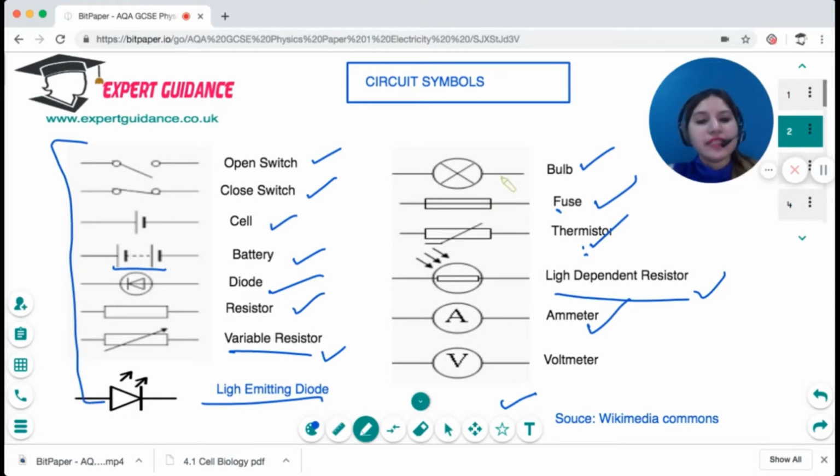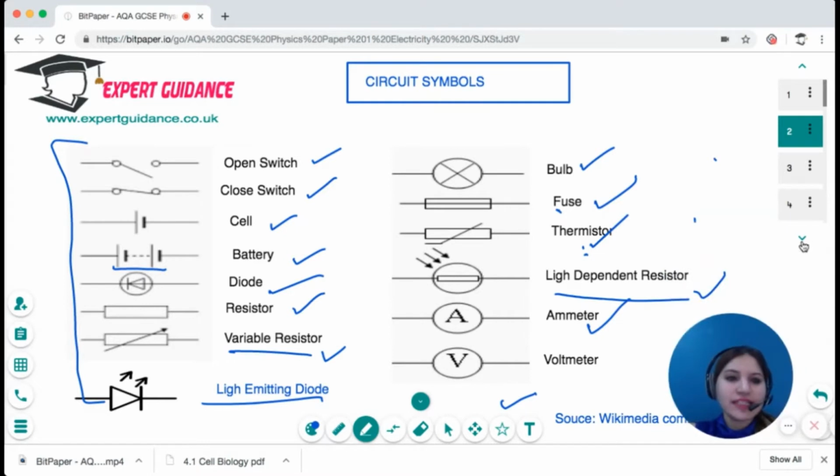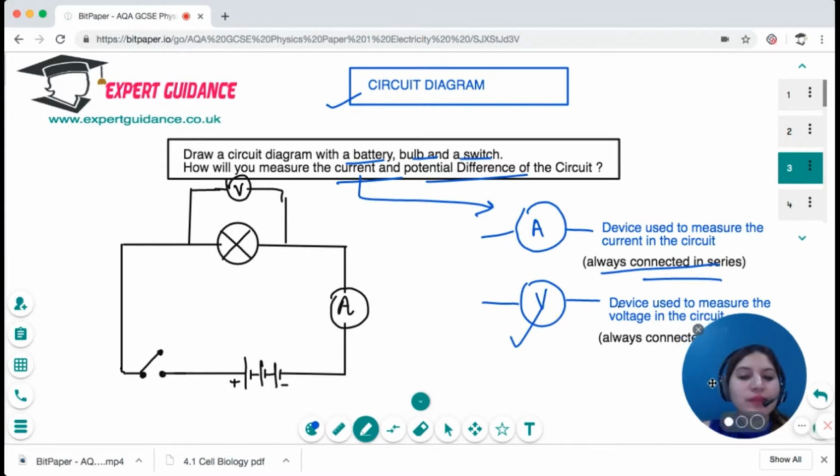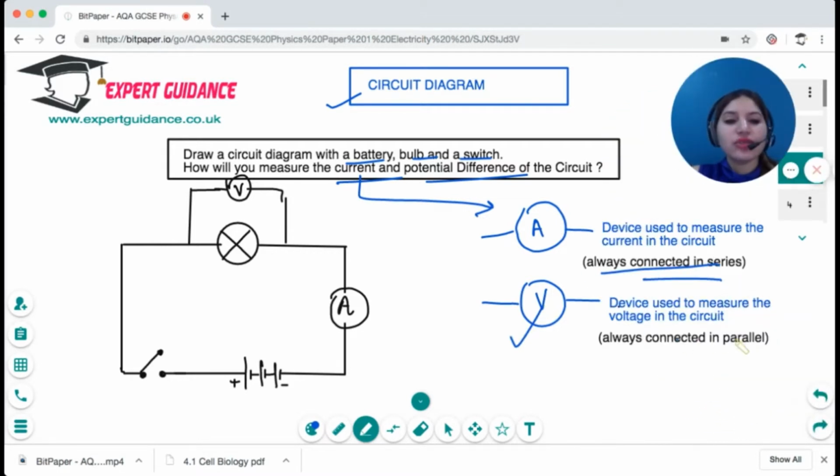And in physics, to draw circuit diagrams, we make use of the circuit symbols. So let's take one example. You need to draw a circuit diagram with a battery, bulb, and a switch. And for this circuit, you need to measure a current and a potential difference. I hope you remember for the current, we use a device called an ammeter. And you need to remember that the ammeter is always connected next to the battery or the bulb. That is, it is always connected in series. And the voltmeter will be connected parallel to the bulb.